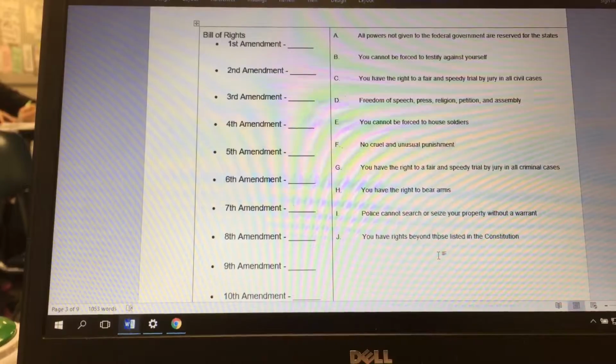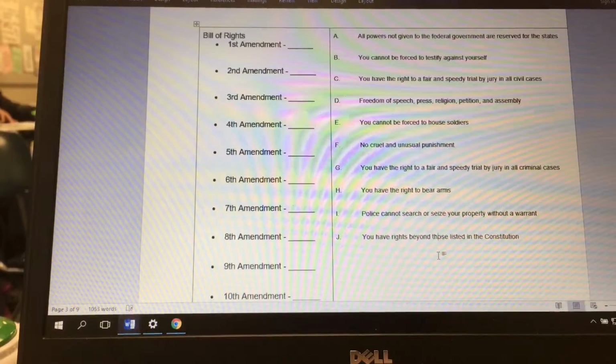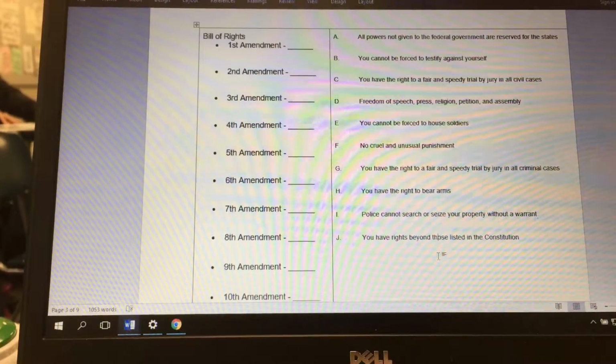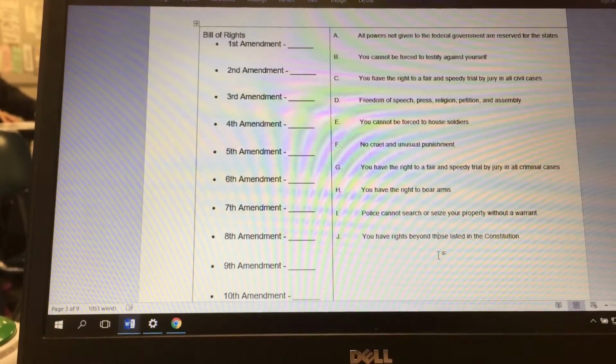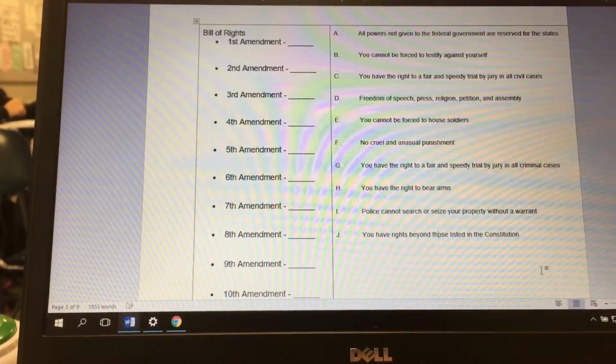No cruel and unusual punishment. You have the right to a fair and speedy trial by jury in all criminal cases. You have the right to bear arms. Police cannot search or seize your property without a warrant. You have rights beyond those listed in the Constitution.